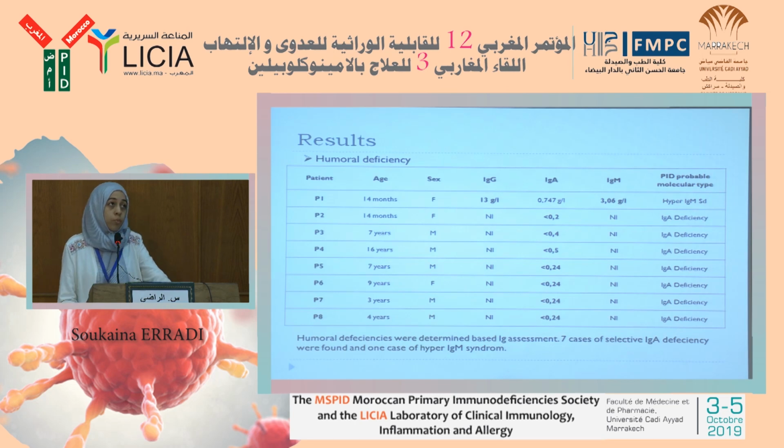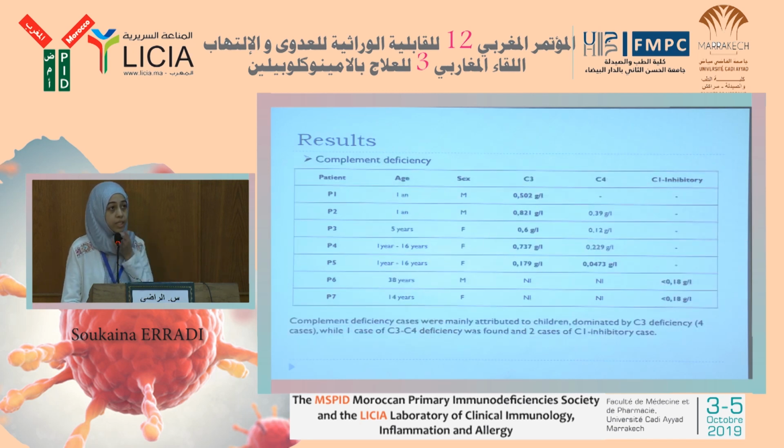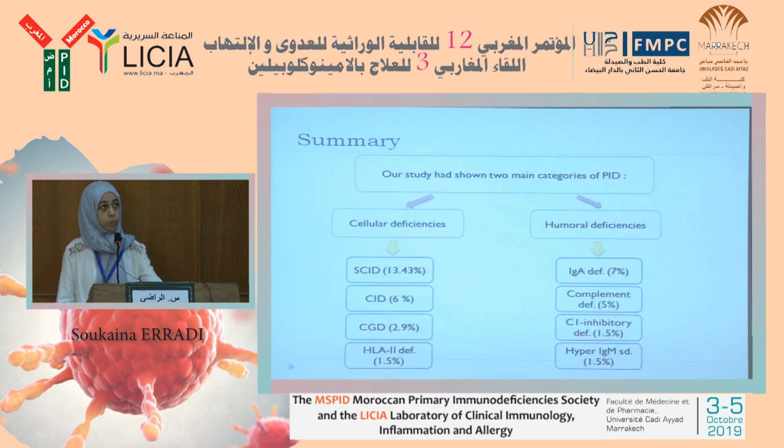When it comes to humoral deficiencies, as I just said, we have 1 case of hyper-IgM syndrome and 7 cases of IgA deficiencies. For complement deficiency, we had 4 cases of isolated C3 deficiency and 1 case of C3-C4 deficiency, while we had 2 cases of C1 inhibitor deficiency.